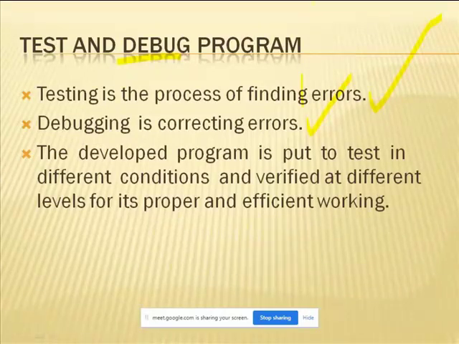So the developed program is put to test in different conditions and verified at different levels for its proper and efficient working. Once you have written a successful calculator program for addition, subtraction and all those things, instead of giving numbers, I am giving characters, special characters, comma, multiply, plus, divide, and all those things as inputs.